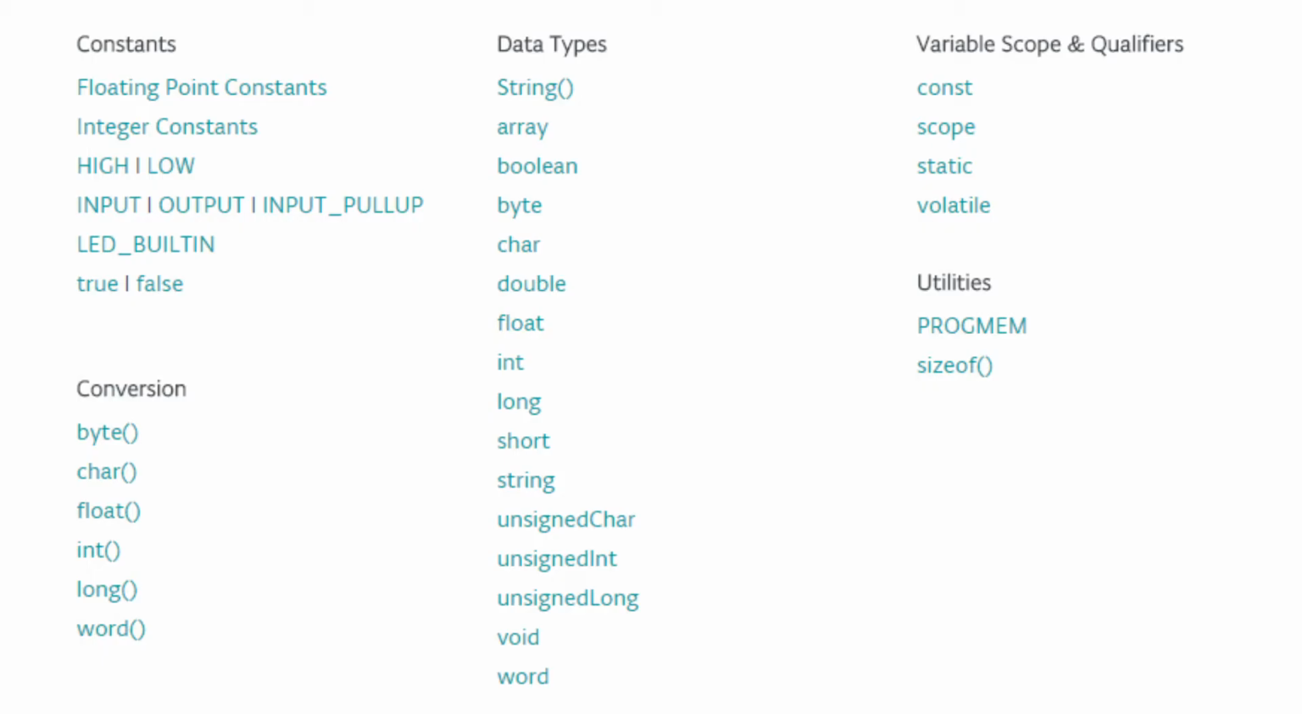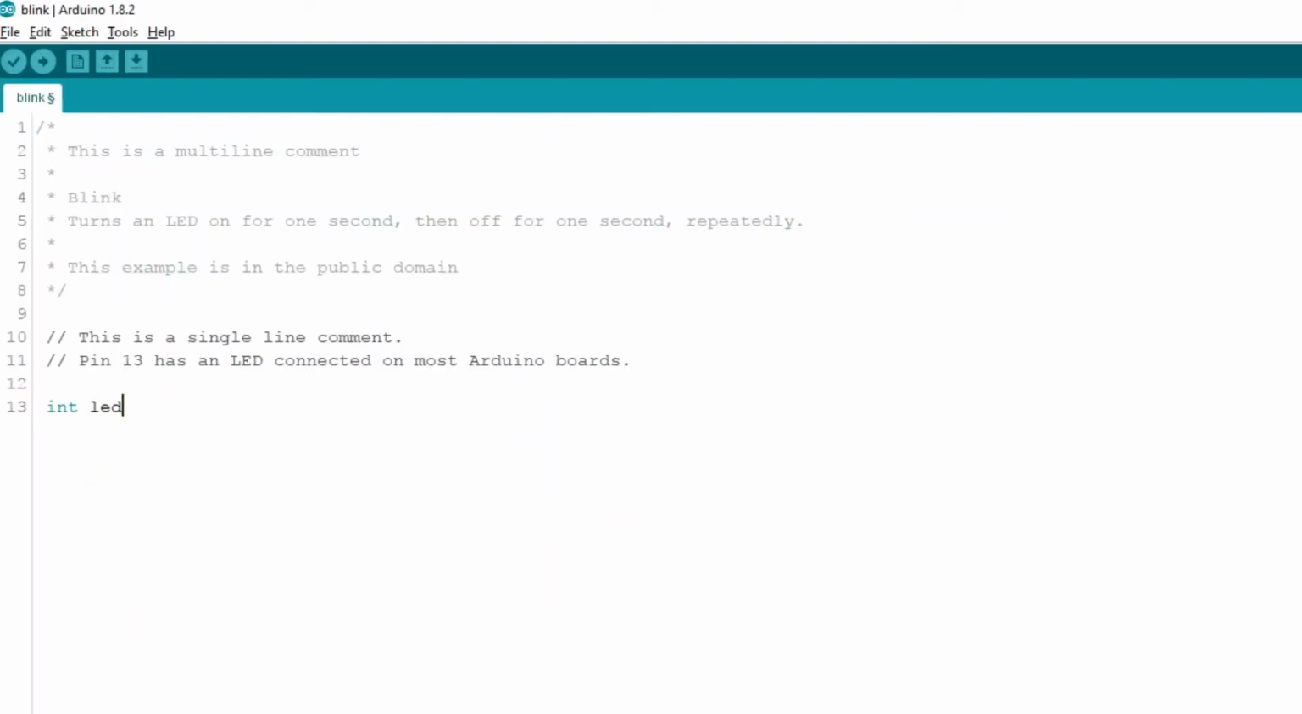Number 2 is variable declaration. Variables are places in the Arduino's memory that hold information. Variables have different types. In this case, an integer variable called LED is being set to the value of 13, the pin that the LED is connected to.